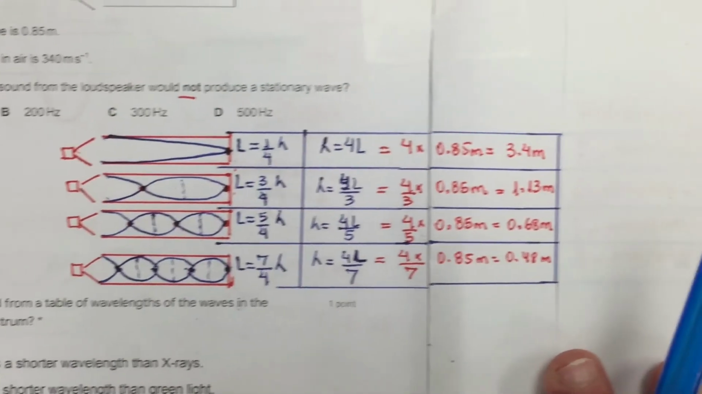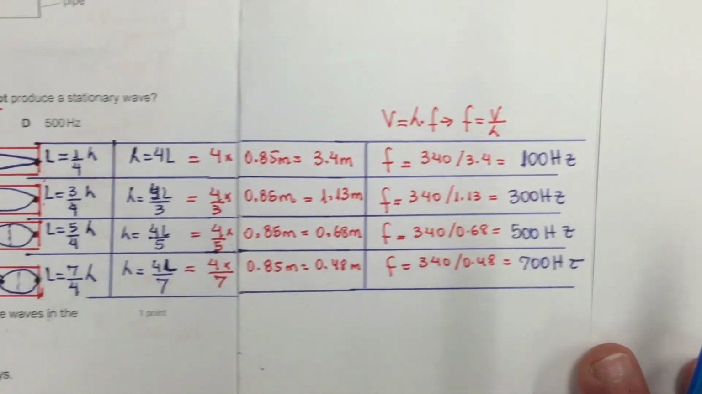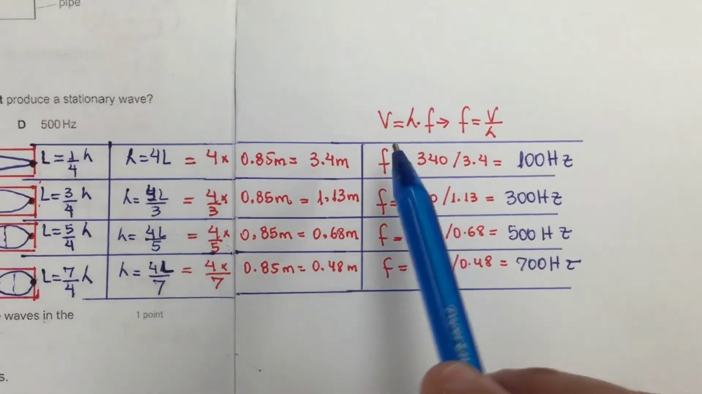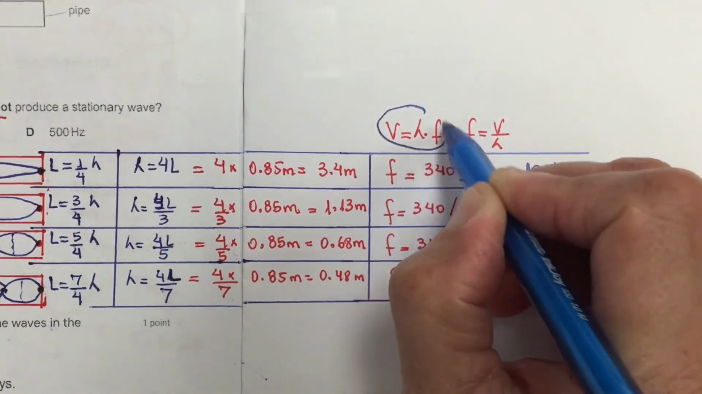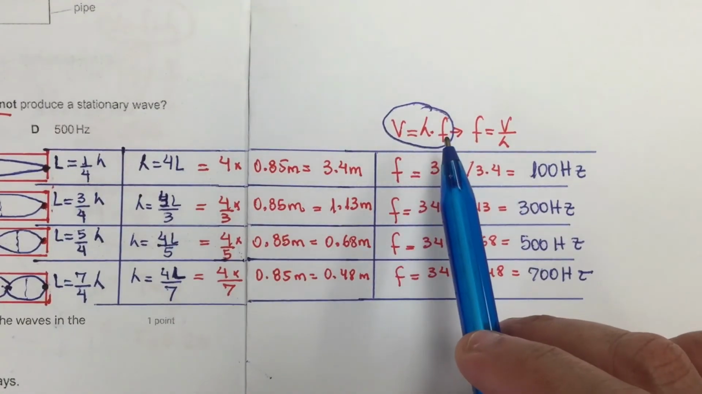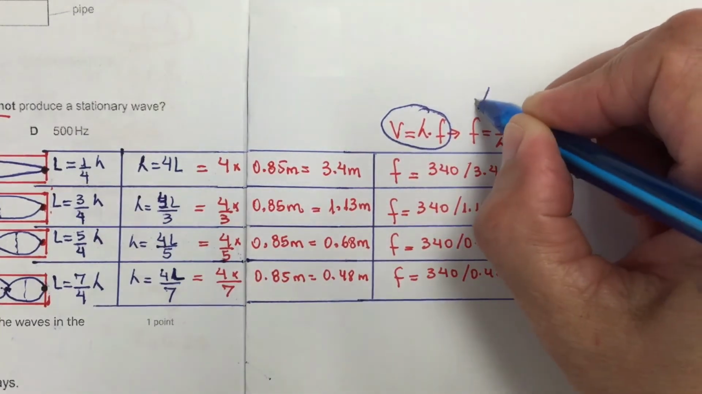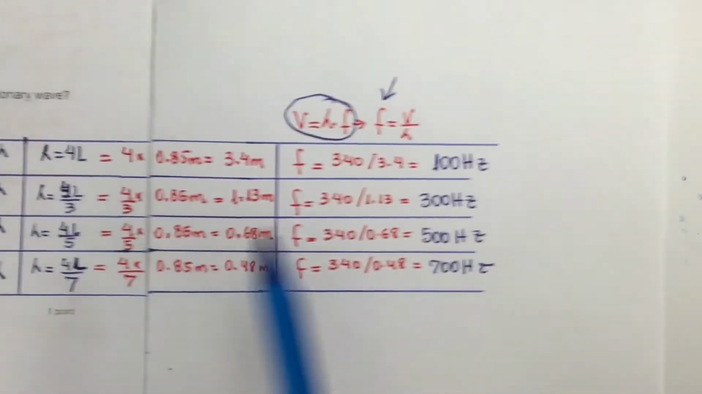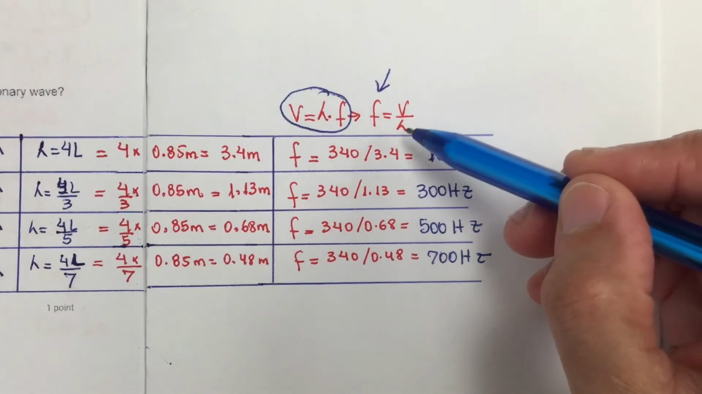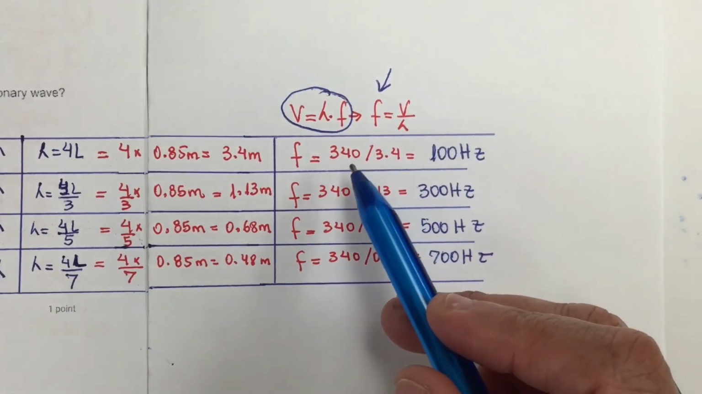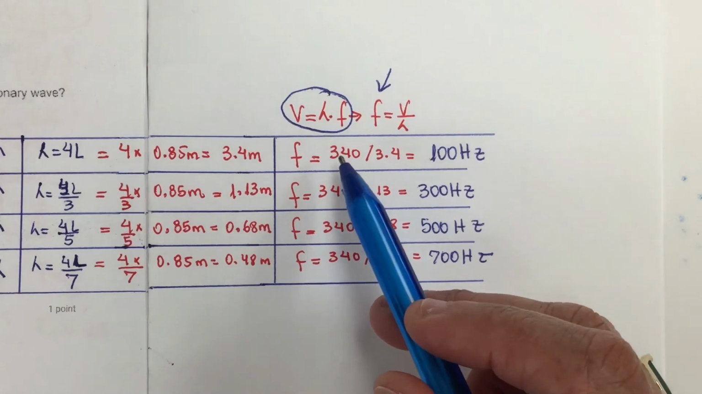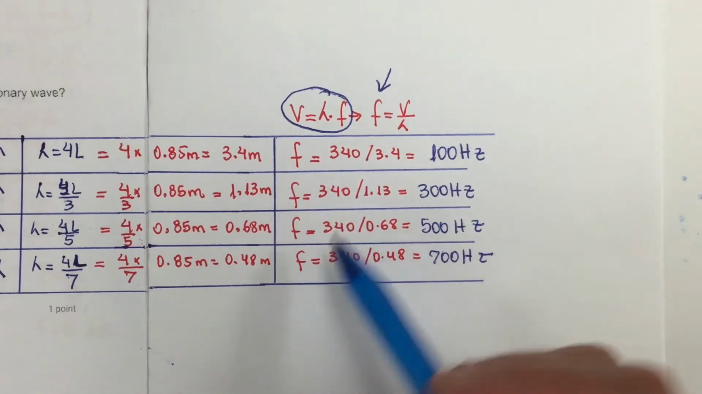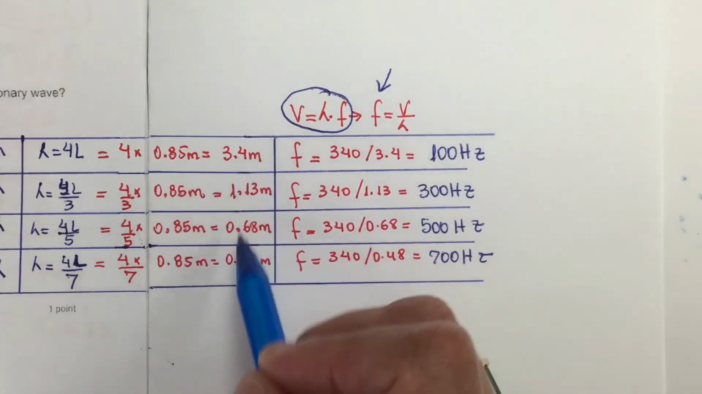So then my next step is to determine the frequency for each situation. So I start with the wave formula, which is wavelength times the frequency, but what I want to focus on is the frequency that will be produced in the pipe. And so v over the wavelength. The speed of sound in the air was provided in the problem, which is 340 meters per second for every single one. And now the wavelength is based on this.